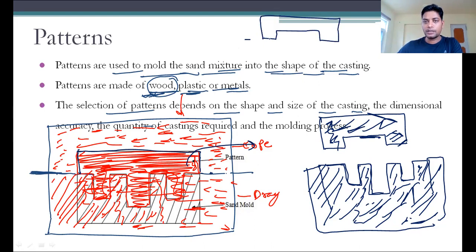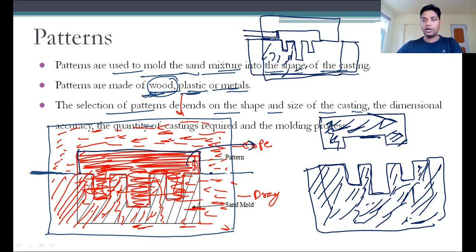So this is the cope part and this is the parting line, and I'm keeping it over here. This is the drag part. Now you can see whatever shape of the pattern was created has been formed. Now you can use the gate over here through which the molten material can be poured. The molten material will be poured, and it will become solidified after some time. So this is the casting, and this is the exact meaning of the pattern that we are using.